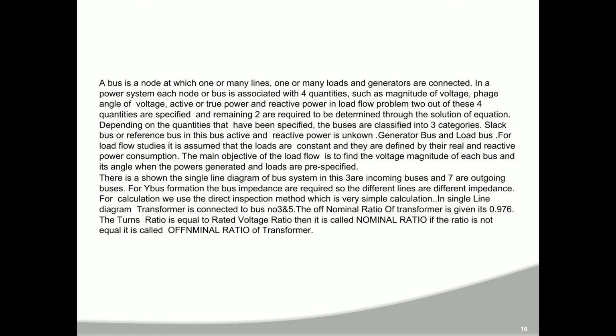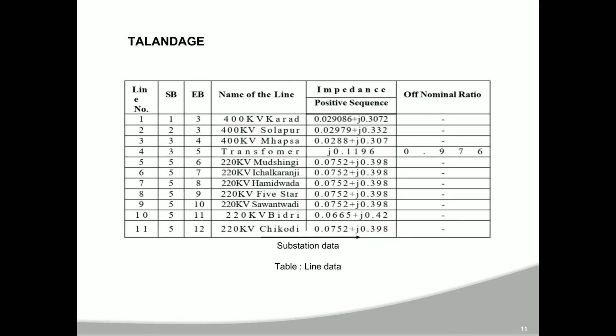The transformer is connected between bus numbers 3 and 5. The off nominal ratio of the transformer is given as 0.976. If the turns ratio is equal to the rated voltage ratio, it is called the nominal ratio. If the ratio is not equal, it is called the off nominal ratio of the transformer.